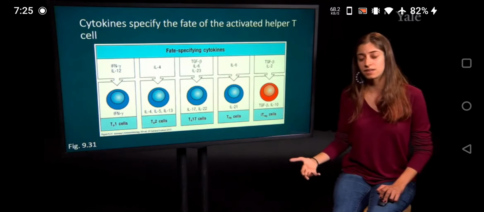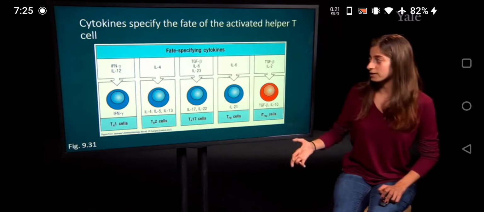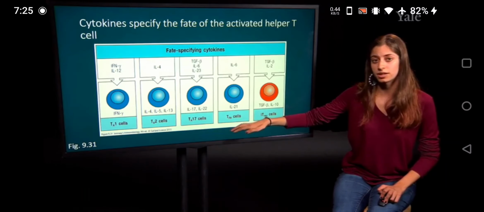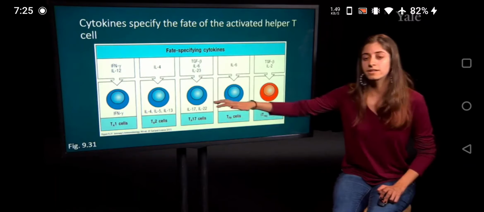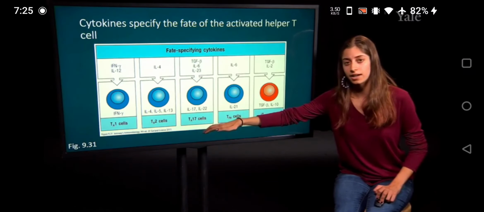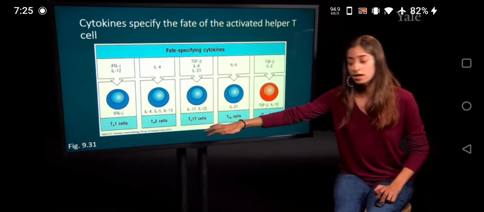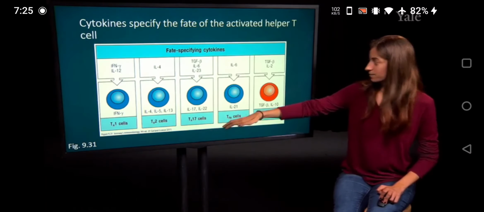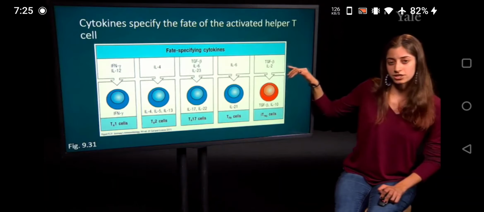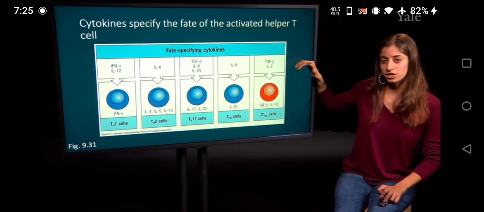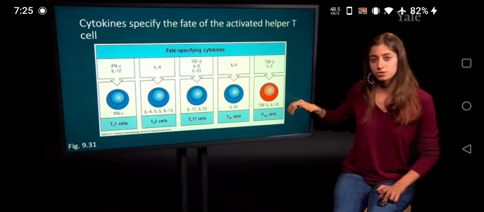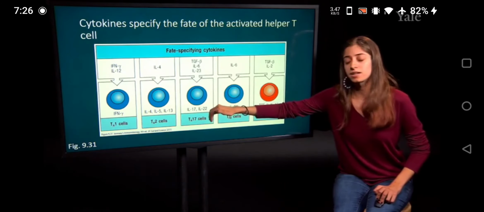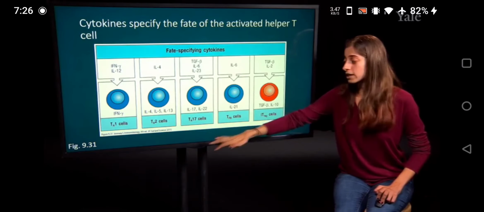For example, IL-6 alone will always activate a T follicular helper cell. Only in the presence of IL-23 and TGF-beta can the Th17 cells be induced. The same goes for TGF-beta. Only when TGF-beta is with IL-2 can the induced T regulatory cells occur, and only when TGF-beta is with IL-6 and IL-23 can Th17 cells be induced.